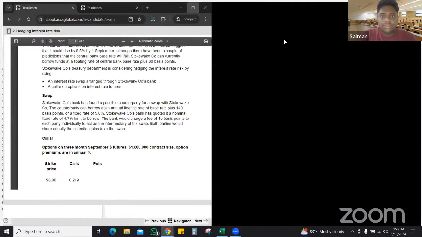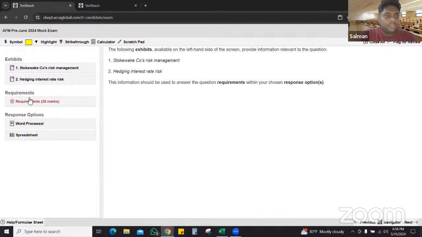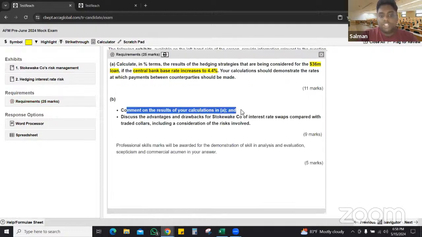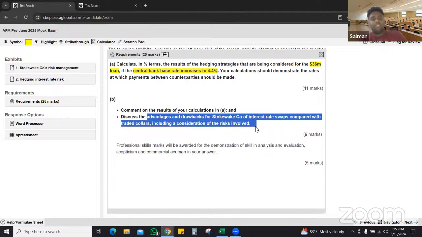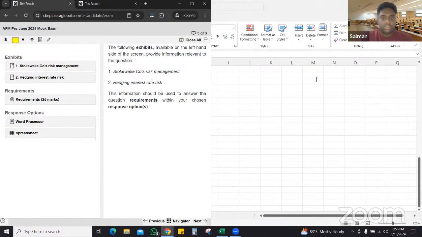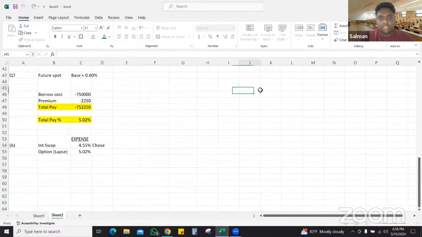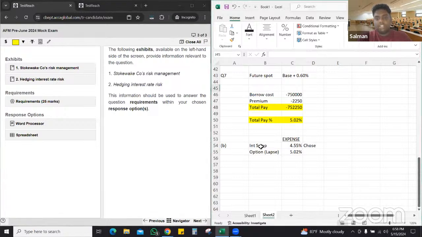This is your part B. Comment on results of the calculations and discuss the advantage and disadvantage for Stockwave of interest rate swaps compared with collars, including a consideration of the risks involved. So first, you have to comment on the results. You can comment on the results by discussing these numbers. Interest rate swap is your expense. Option, yes, you will lapse the option based on the forecasts. However, after lapsing the option, you will have an annual interest expense of 5.02%. You will select the interest rate swap based on the numbers.